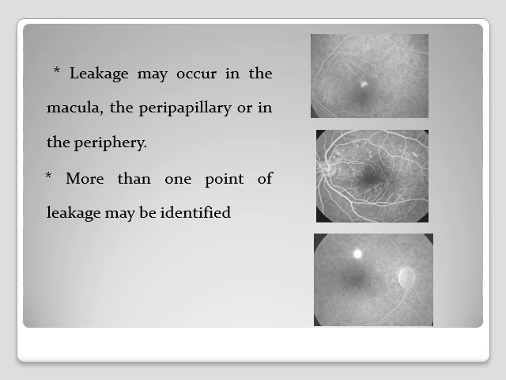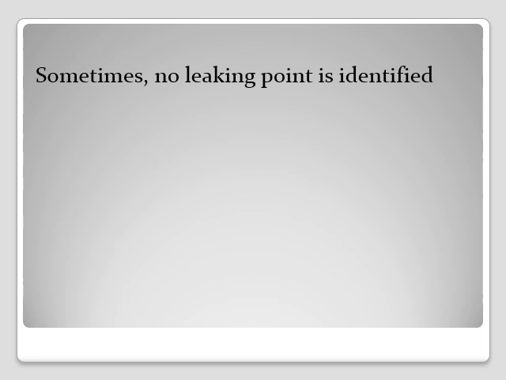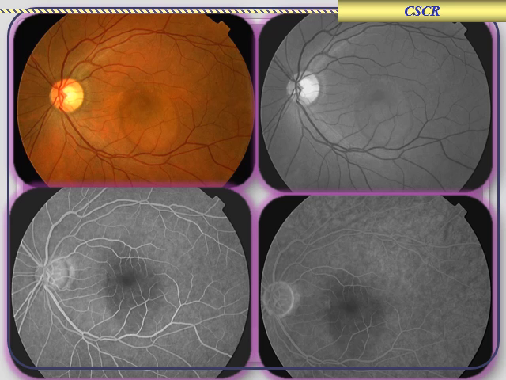Leakage may occur in the macula, in the peripapillary region, or in the periphery. It is not uncommon to see more than one point of leakage, and this is important if you are going to treat this patient by laser treatment. Sometimes no leaking point is identified. The diagnosis is based upon the clinical appearance. This is a case of central serous chorioretinopathy with the characteristic central serous detachment of the macula with no leaking point.